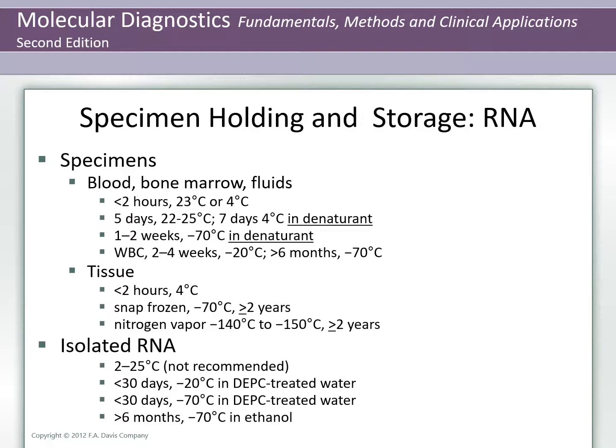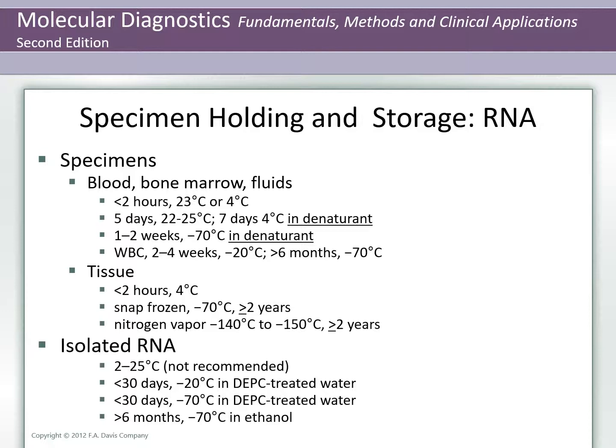So for samples that will be processed for RNA testing, such as the blood, bone marrow, and fluid samples, they're stable for less than 2 hours at 23 degrees room temperature or 4 degrees refrigeration. If these samples are placed in denaturant, they're stable for 5 days at room temperature and 7 days refrigerated. They can also be stable for 1 to 2 weeks in denaturant at minus 70 degrees.